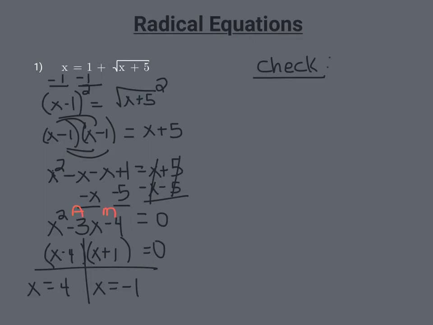All right, so I'm going to number these checks. Check number 1. Let's first take the 4, and when we check, we always plug it back into the very original equation that we were given here. So what I'm going to do is replace this x with a 4, as well as this x with a 4, and let's see if it checks out.